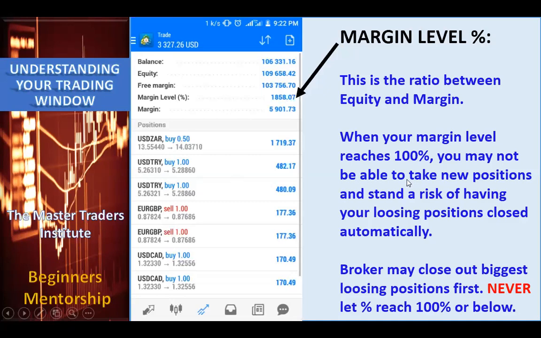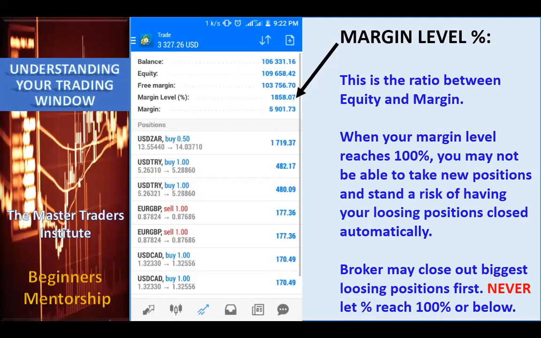So you may not be able to take new positions, and you stand a risk of having your trades closed automatically. Once this amount goes below 100%, if you are not careful, your broker will start closing down some of your trades that are in losses, so that this percentage can actually come up. So the broker will start closing out your biggest losing positions.